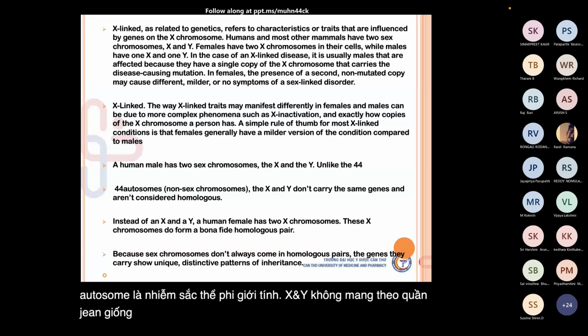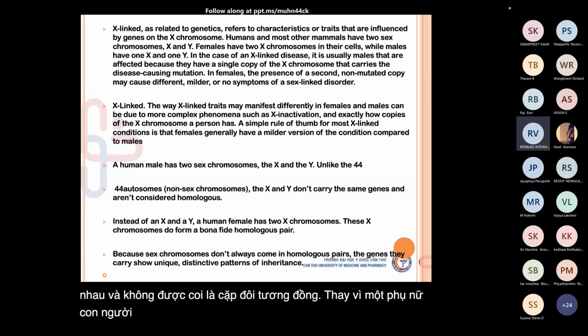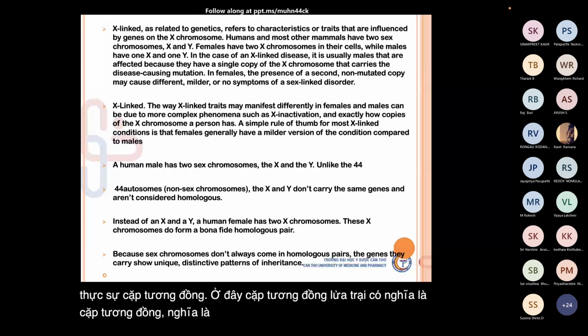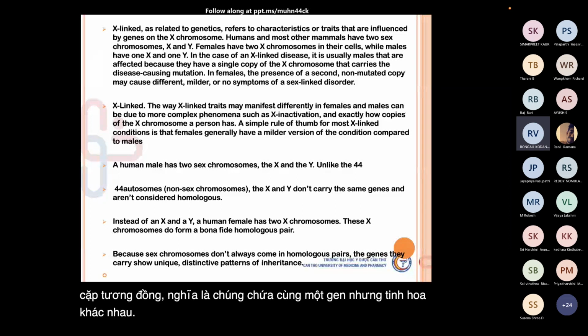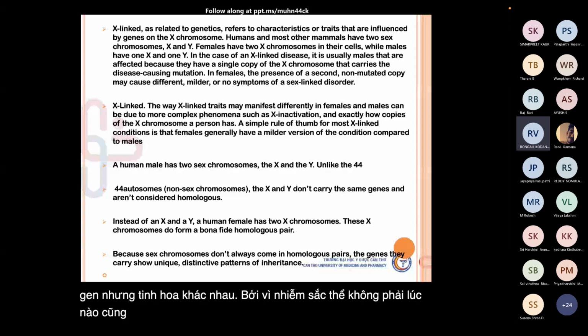Instead of an X and Y, a human female has two X chromosomes. These X chromosomes do form a bona fide homologous pair. Here, bona fide homologous pair means they contain the same genes but different alleles. Because sex chromosomes don't always come in homologous pairs, the genes they carry show unique, distinctive patterns of inheritance.